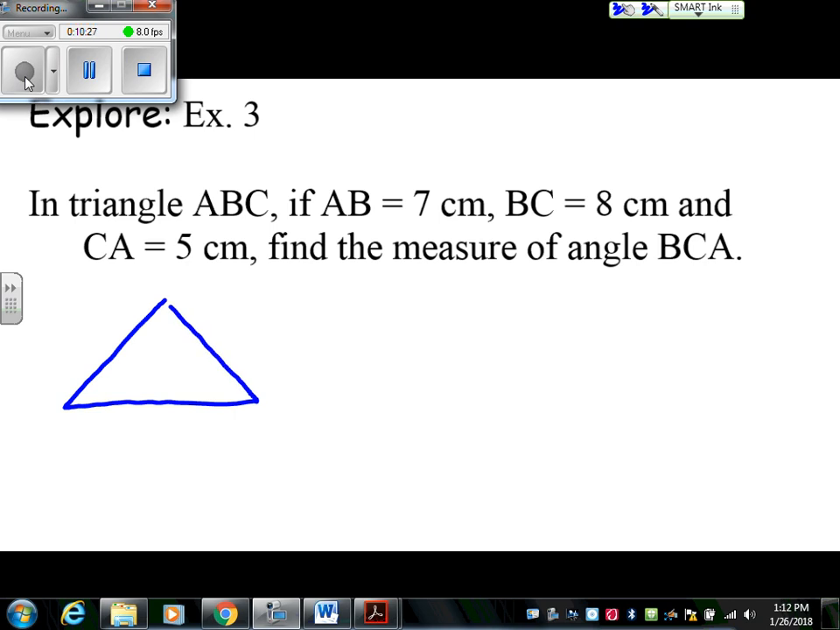I'm not sure if this will totally be to scale, but I'm just going to label this as A, B, and C, mostly just for reference. And then it says AB is 7 centimeters, and we've got BC is 8 centimeters. CA is 5 centimeters, and we are trying to find the measure of angle BCA. So BCA would have C as the vertex. So C is what we're actually looking for, this angle right here. And I'm just going to use the capital C as my variable.